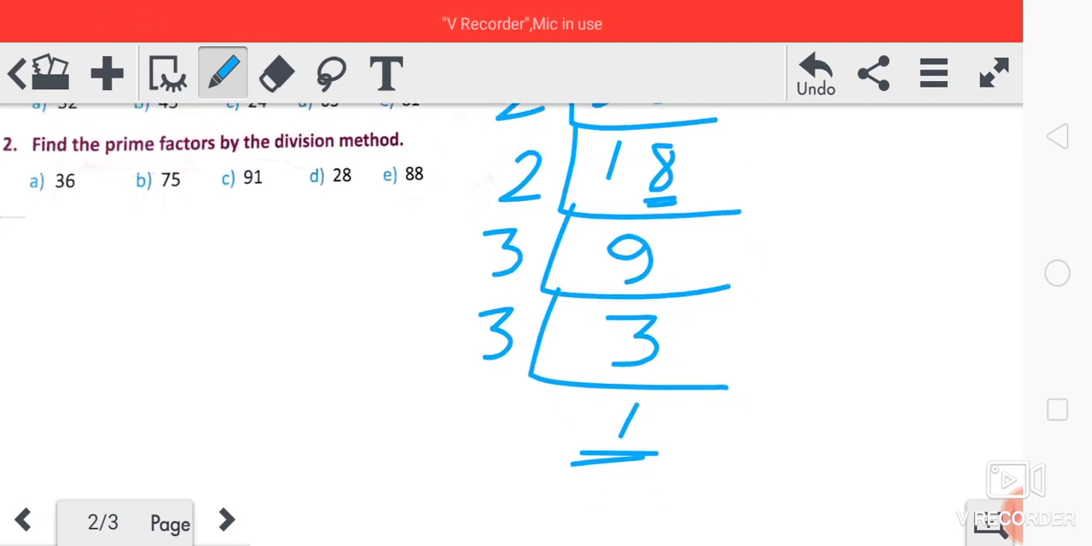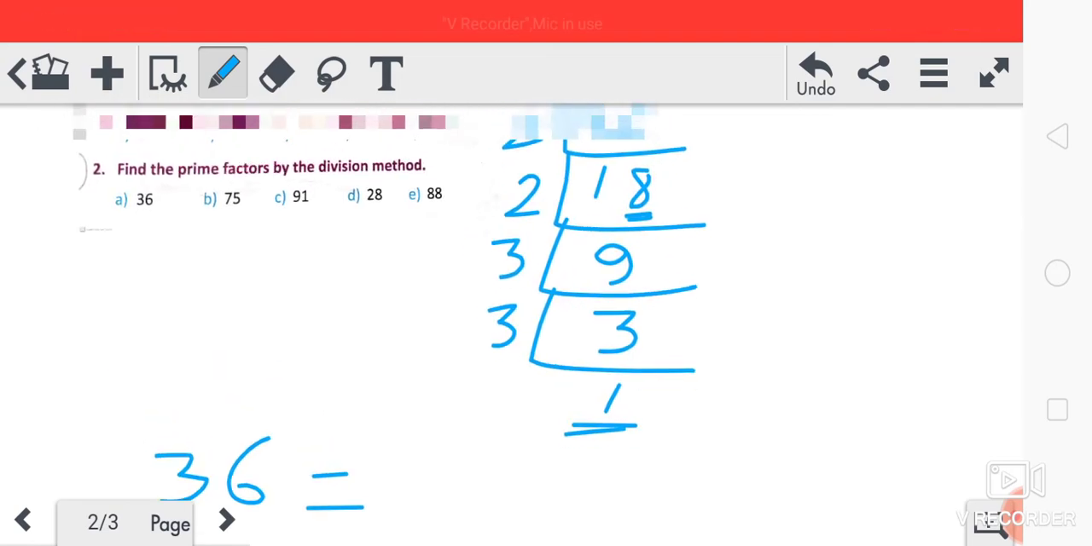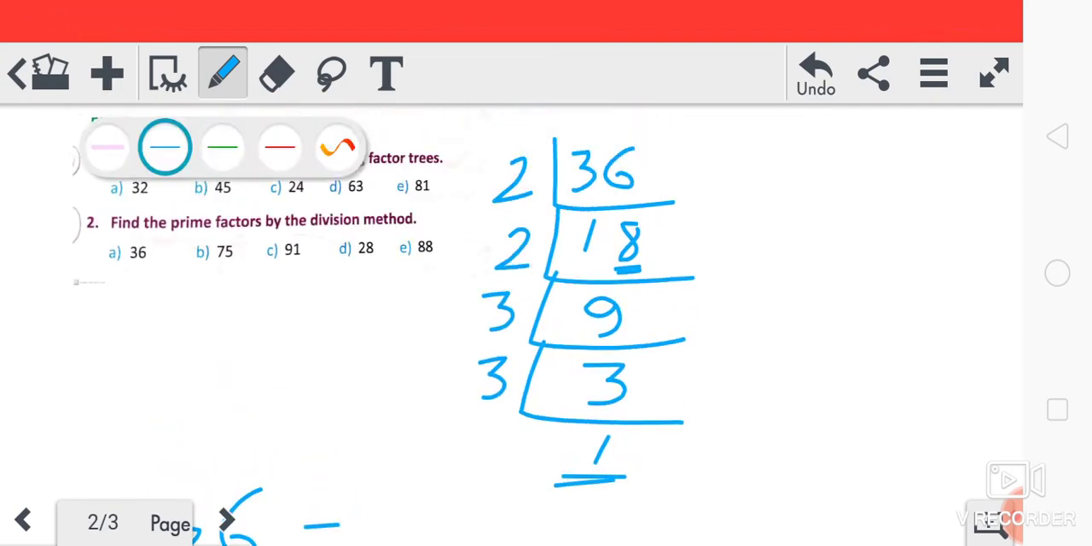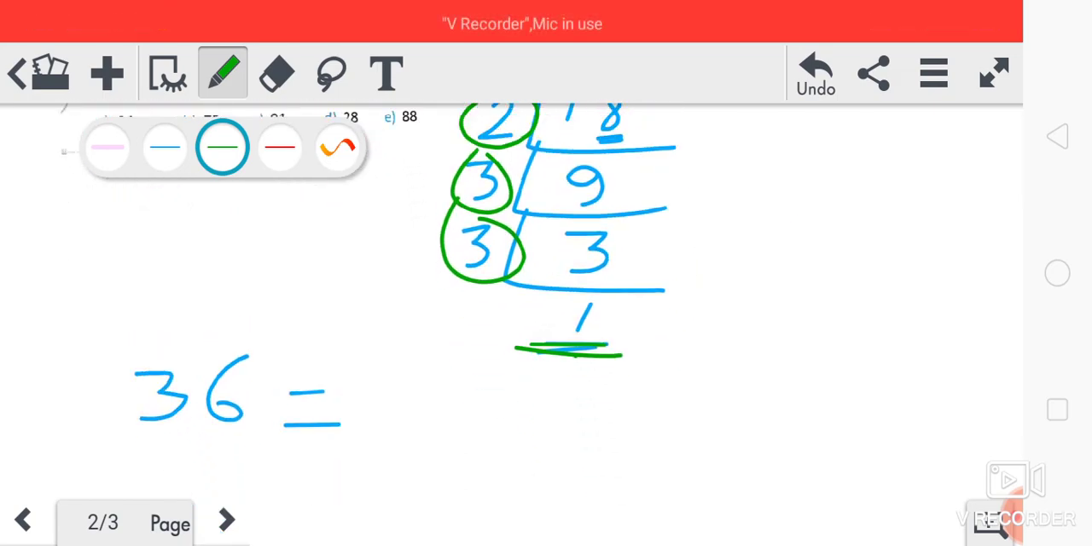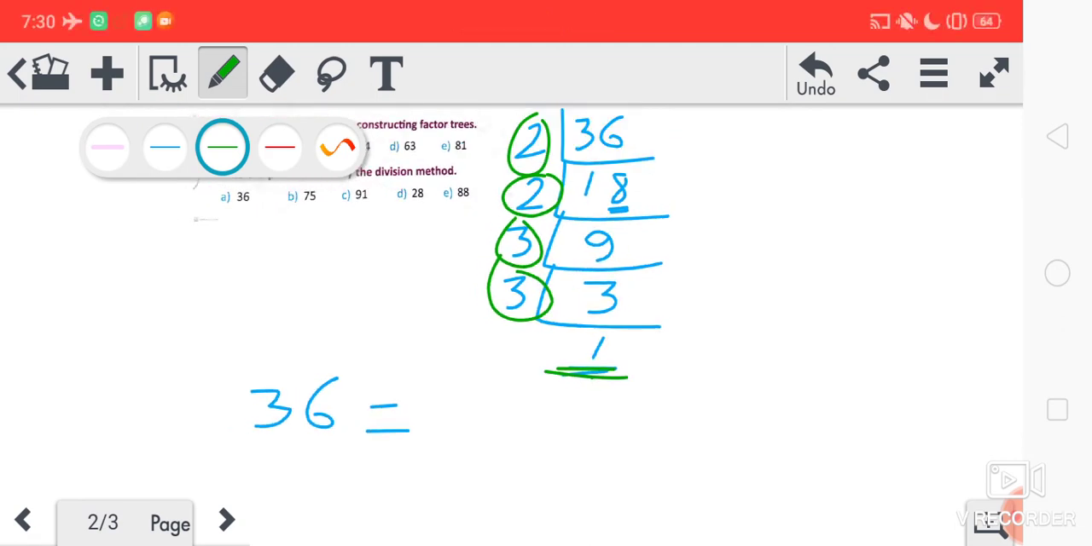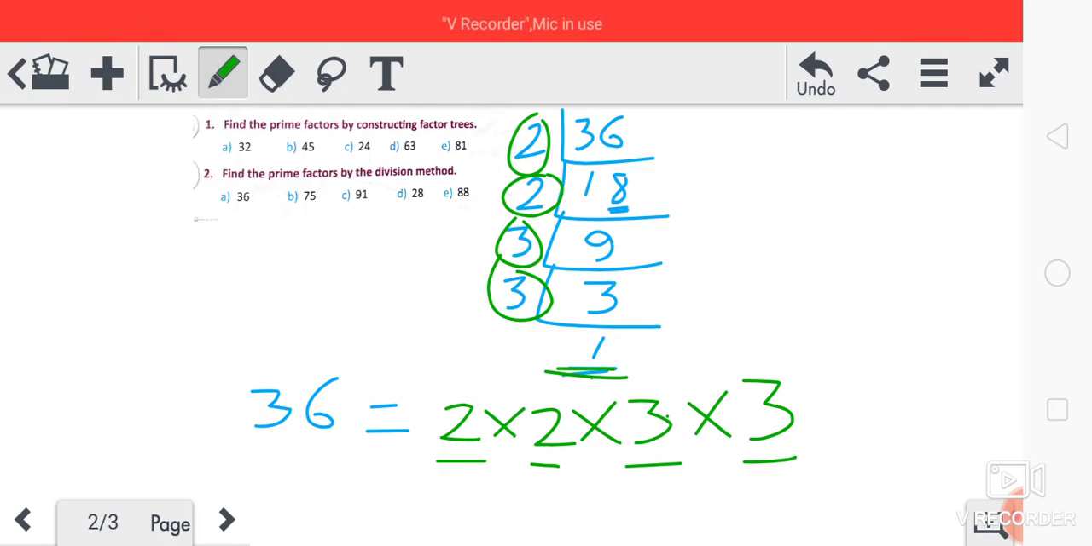Okay, so we can write 36 is equal to whatever we have got here: this 2, this 2, this 3, this 3. 1, no need to write. So what will we write here? 36 is equal to 2 into 2 into 3 into 3. 2 2s are 4, 4 3s are 12, 12 3s are 36.